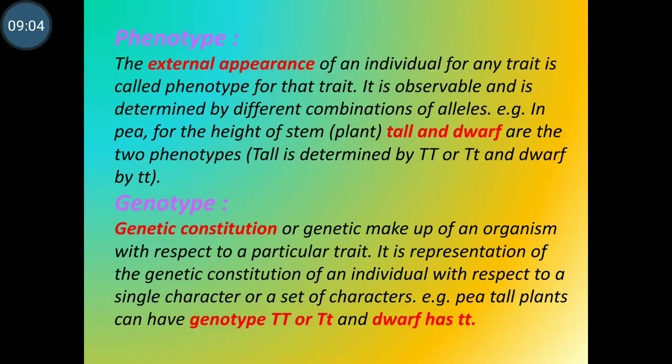Phenotype, the external appearance of an individual for any trait is called phenotype. For that trait, it is observable and is determined by different combinations of alleles. For example, in pea plant, for the height of stem, tall and dwarf are the 2 phenotypes. Tall is determined by TT, both capital T, or capital T small t, and dwarf is determined by both small t.